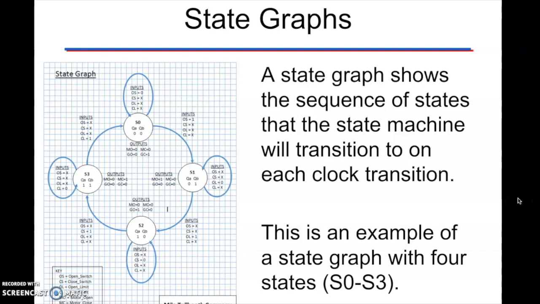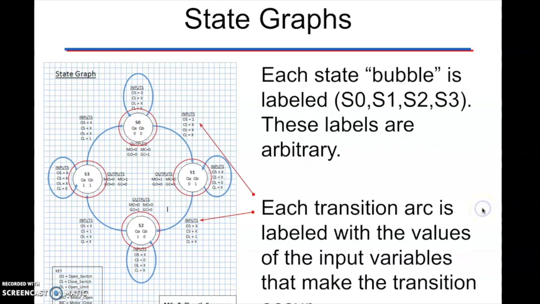So a state graph shows the sequence of states that the state machine will transition to on each clock transition. And this is an example of a state graph with 4 states. We are going to study this state graph in detail later. Right now, I just want you to focus on the parts of the state graph and how they are related as I continue through the next few slides.